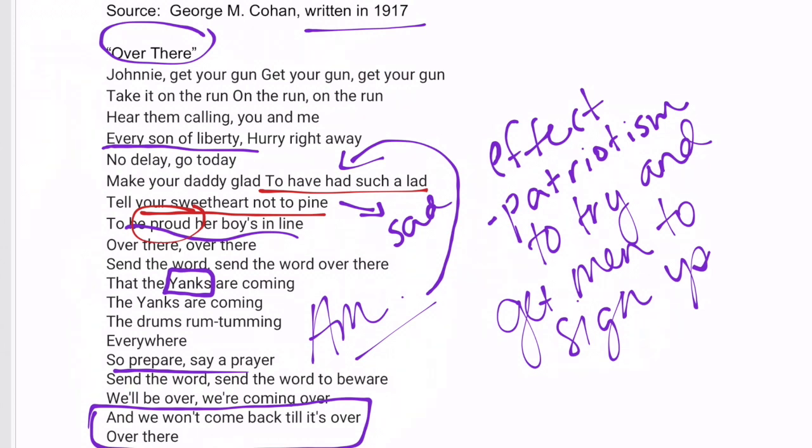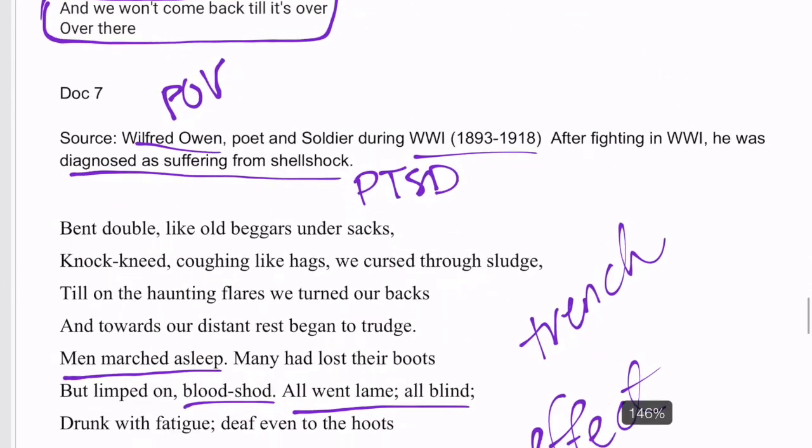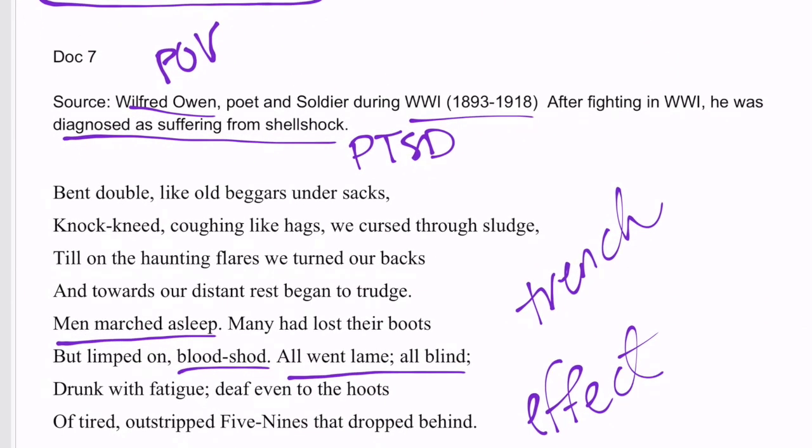And so you could say that the attitude in America was very patriotic and that this was their duty, that they had to go and do this. Then if you want to put in the outside information about the cowardice and the white feather, you could do that. But you could also use document number 7 and say, on the other hand, document number 7 talks about the negative effect of the war, where Wilfred Owen was fighting in the trenches and it was a horrible existence.